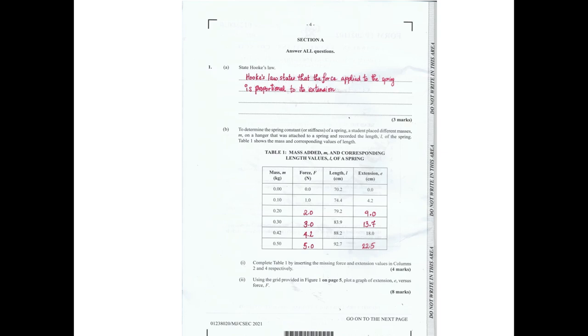Then section B, you had to actually do some calculations, or you could have done some pattern calculations without knowing what you had to do. For instance, the question says to determine the spring constant or stiffness of a spring, a student placed different masses M on a hanger that was attached to a spring and recorded the length of the spring. Table 1 shows the mass and corresponding values of length. So we have these right here.